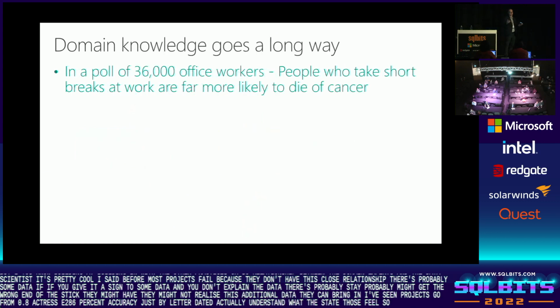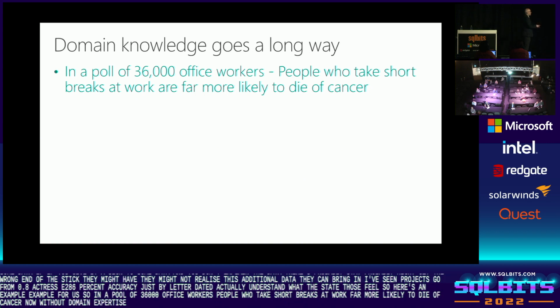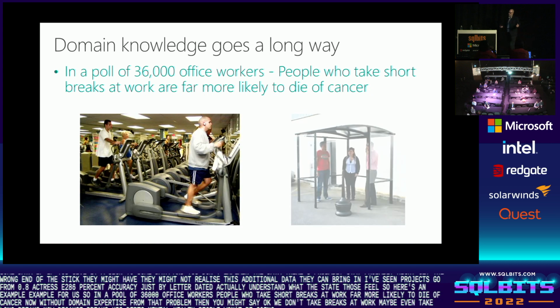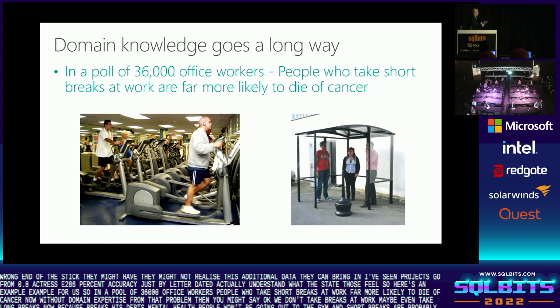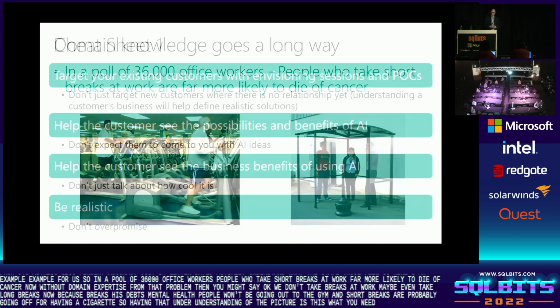Pretty key. Here's an example. This is quite a good example from the US. In a pool of 36,000 office workers, people who take short breaks at work are far more likely to die of cancer. Now, without domain expertise, from that problem statement, you might say, okay, we don't take breaks at work. Maybe we don't even take long breaks now, because breaks are obviously detrimental to health. But people won't be going out to the gym in those short breaks. They're probably going off having a cigarette. So having that understanding of the deeper picture is what you need, because if you didn't have that, you might start making wrong decisions.